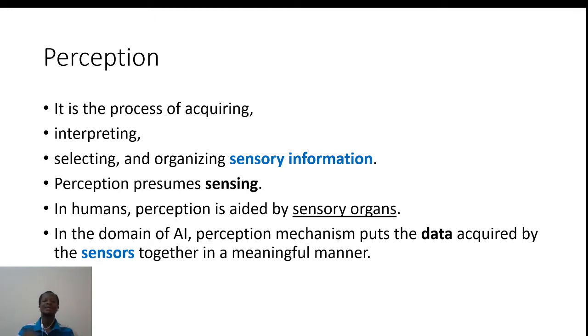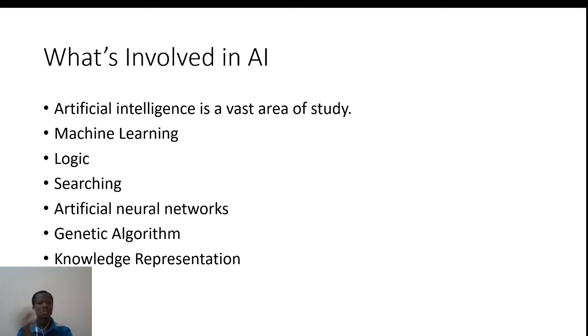In the domain of AI, the perception mechanism puts the data required by the senses together in a meaningful manner. In other words, AI can never work without senses. So take note of that. Perception.